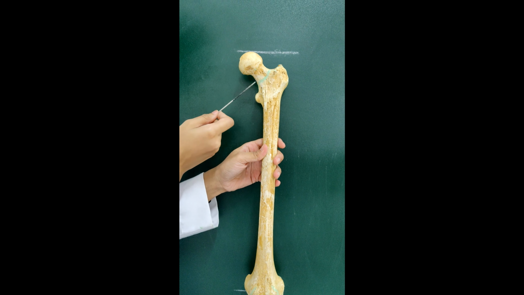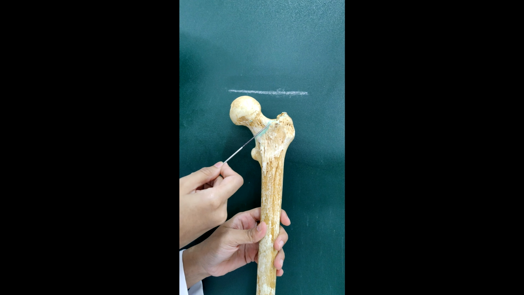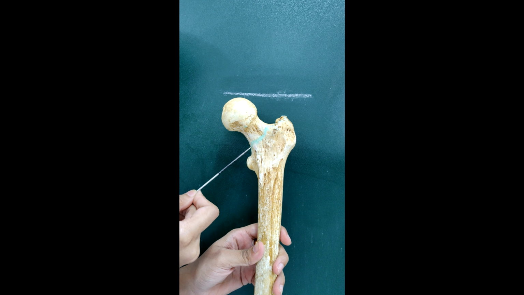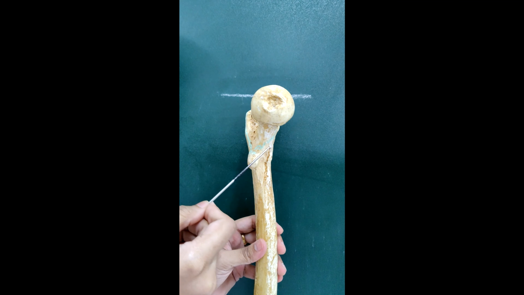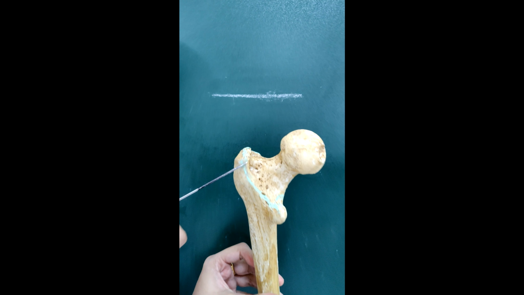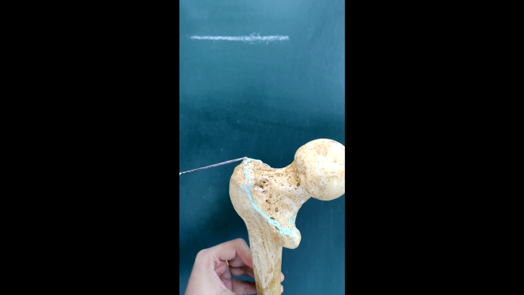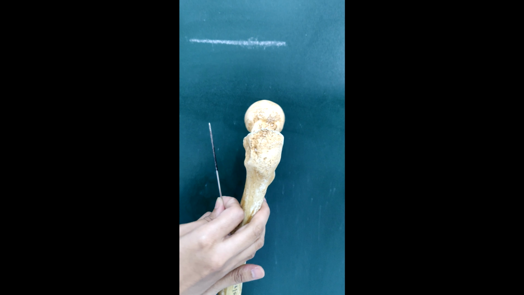Coming to the capsule of the hip joint, it passes 1 cm in front of the intertrochanteric line, passes posteriorly onto the intertrochanteric crest, and passes onto the superior border of the greater trochanter.